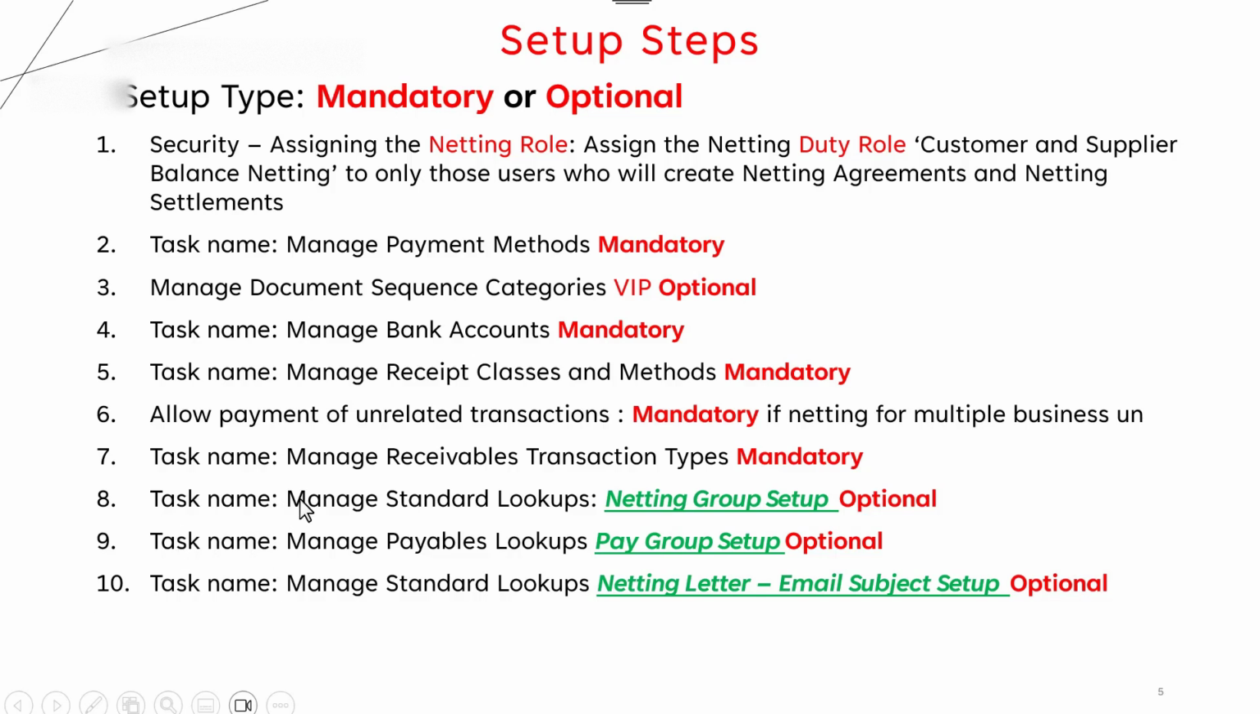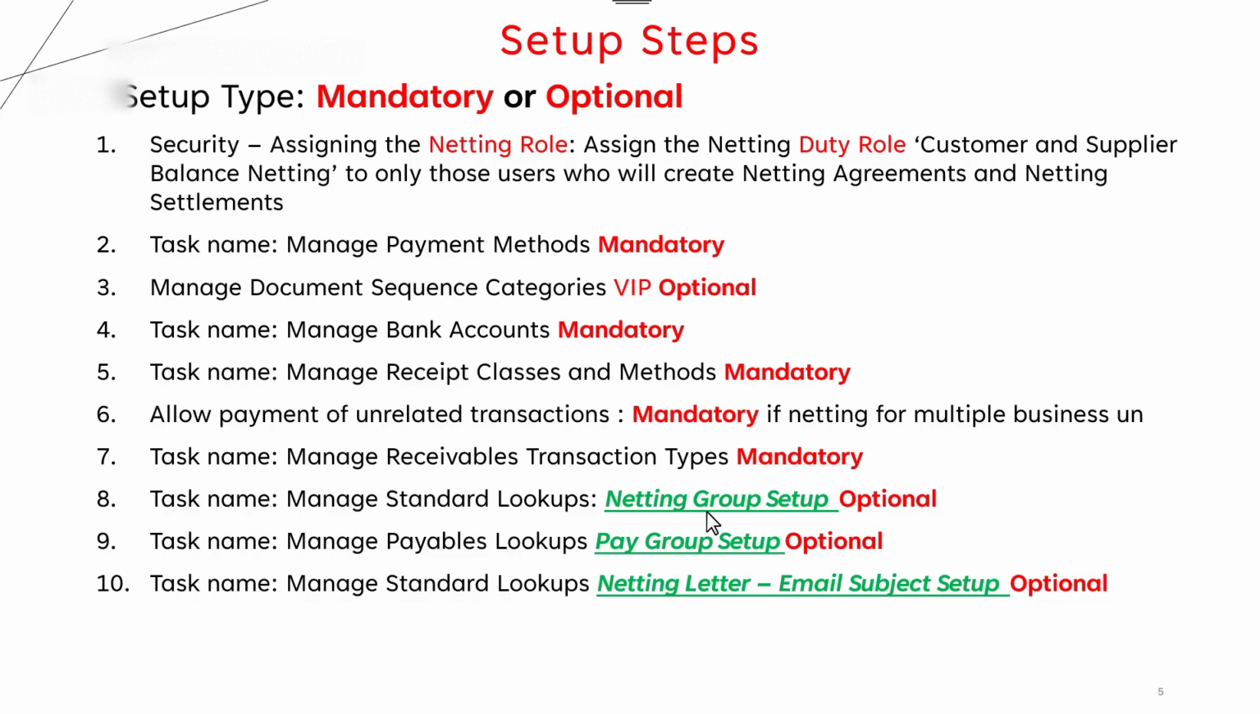Here there are 3 optional steps related to the standard lookup. The first one, as you see here, is the standard lookup netting group setup. Netting group allows the netting manager to optionally create settlements for multiple agreements at the same time. You have to implement it to group together similar business-related agreements for settlement. The navigation is Navigator, Setup and Maintenance, manage standard lookup. For example, if you want to net for different types of trading partners or industries, such as retail, banking, distributors, enter the netting group that can be associated to an agreement.